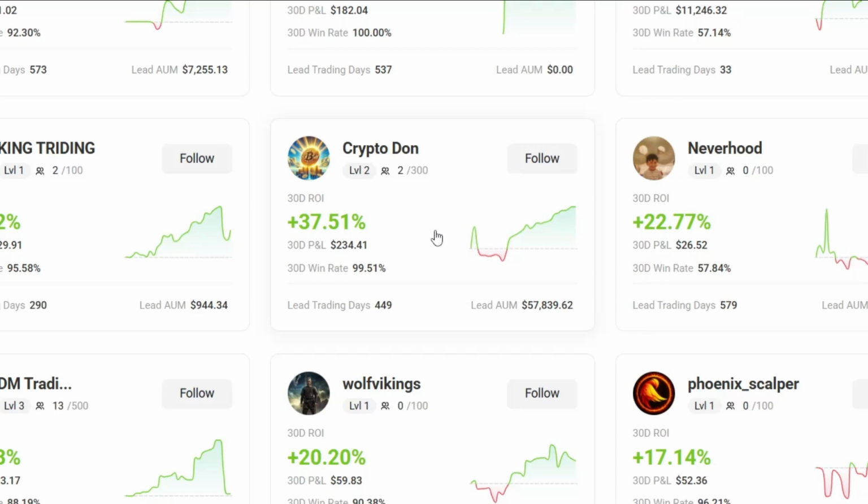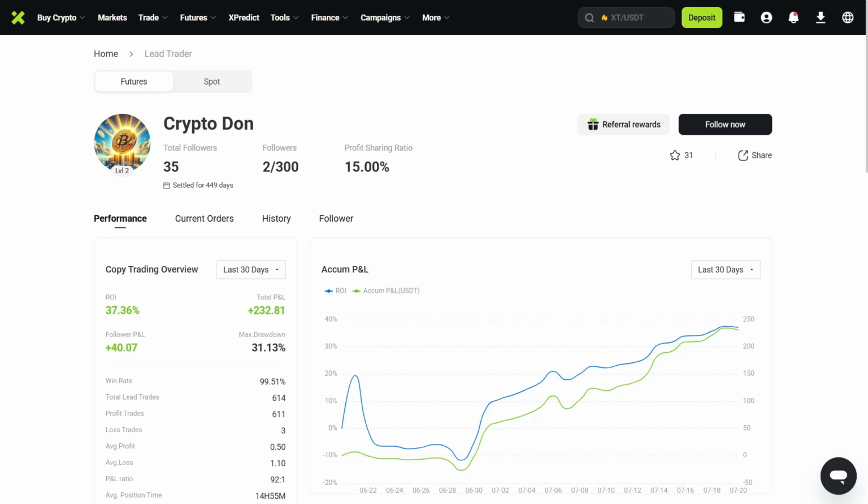To take a closer look at Crypto Dawn, we would just click on his trading card, and this will give us a closer look at Crypto Dawn's trading profile. We can see on the top that his profit sharing ratio is 15%. That means that 15% of the profits you make from copying his trades will be shared with Crypto Dawn.